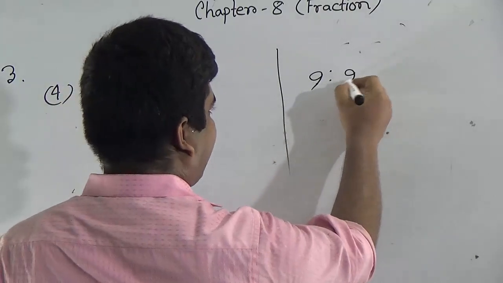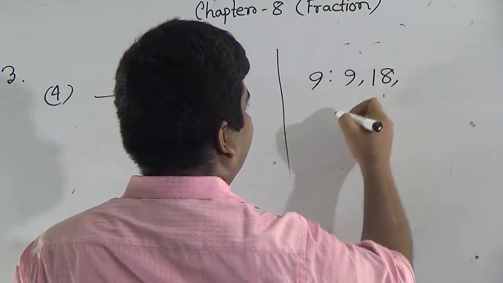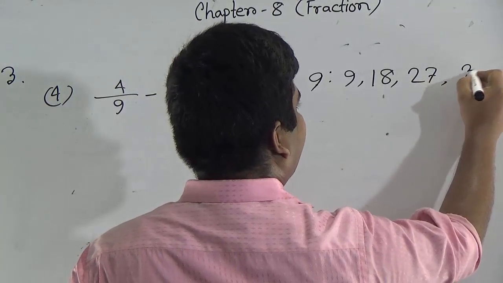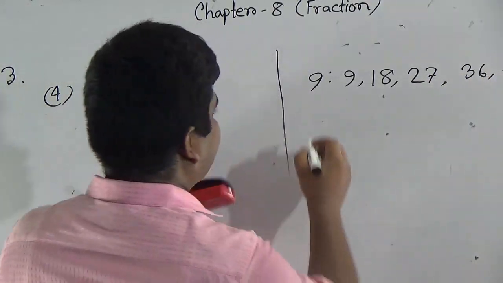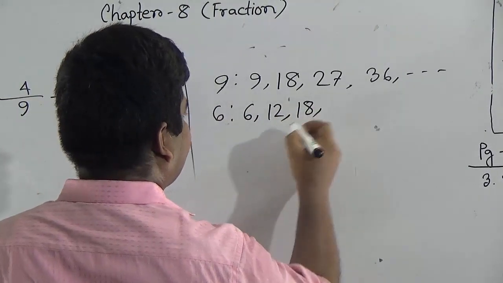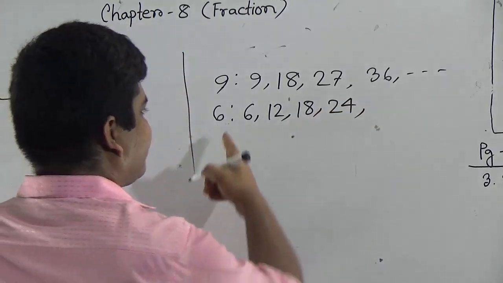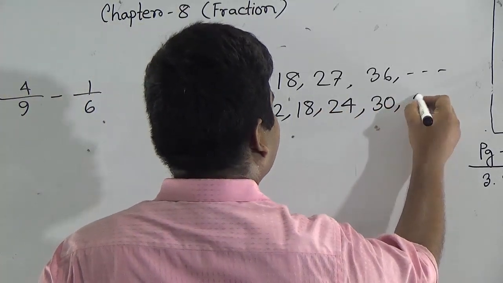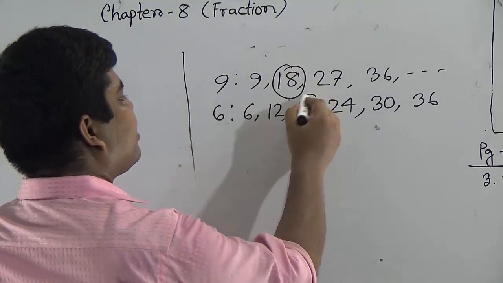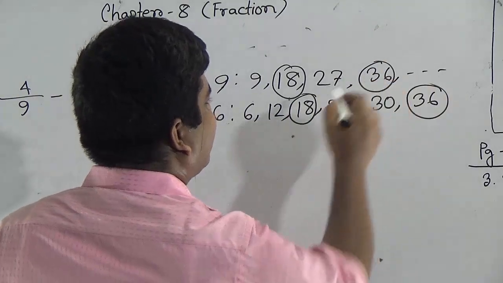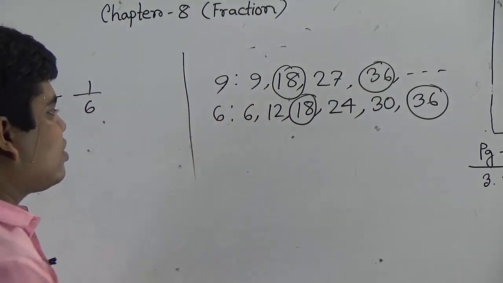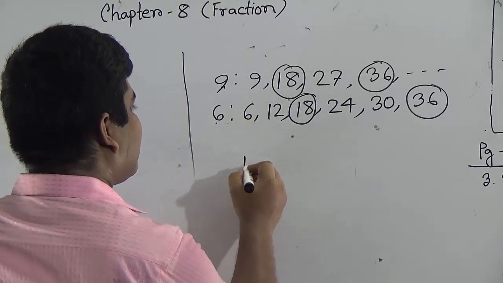That means 9 ones are 9, 9 twos are 18, 9 threes are 27, 9 fours are 36, dot dot dot, and 6. 6 ones are 6, 6 twos are 12, 6 threes are 18, 6 fours are 24, 6 fives are 30, 6 sixes are 36. My dear student, notice here the common multiples are 18 and 36, but between 18 and 36, 18 is lowest. So the LCM of 9 and 6 is 18.